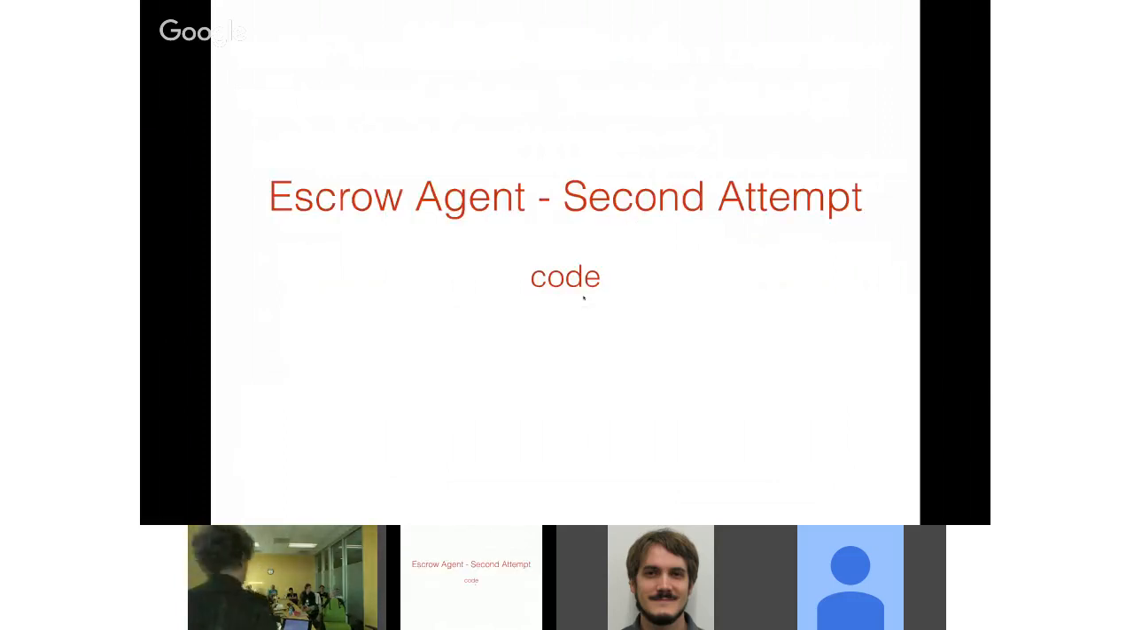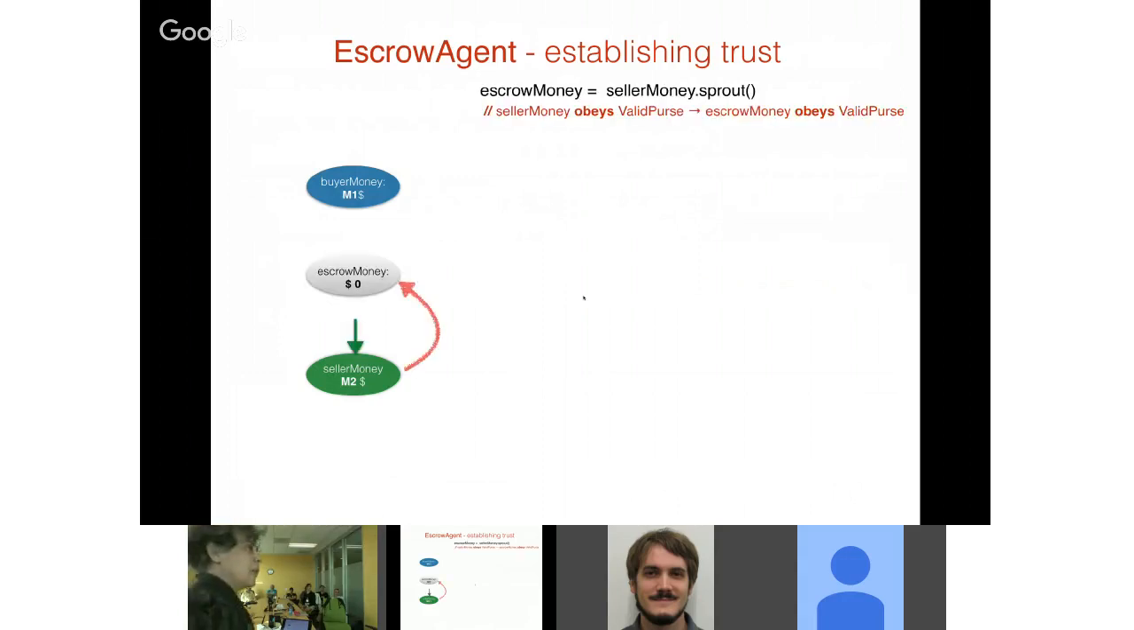Okay, so now let's have a look at the code that uses these more robust purses. Again, we have got a purse for the buyer's money and a purse for the seller's money. And what we want to discuss is only how we go about establishing the trust. It is these extra phases that I spoke about earlier. So in the first step, we are asking the seller money to sprout a new purse, which we call escrow money. Since this one is the result of sprouting, this one is trustworthy if this one is trustworthy. So if the seller money obeys valid purse, then escrow money obeys valid purse.